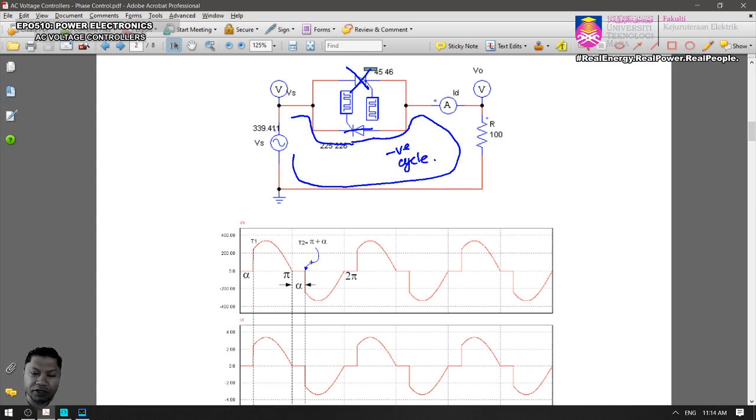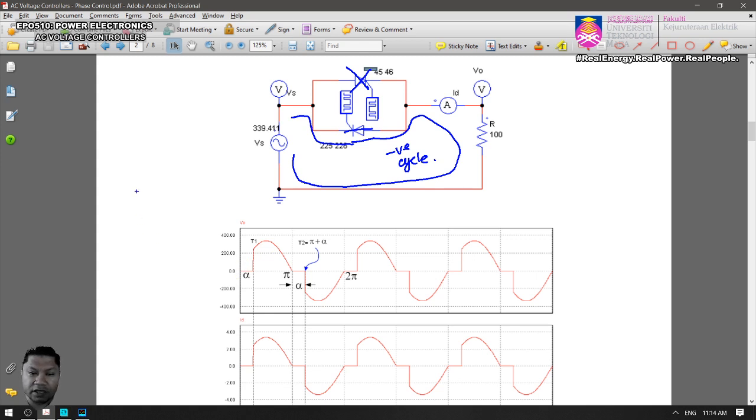Right? So therefore, if you look at this waveform, the output voltage is actually repeating. Okay? It is a periodical, repetitive waveform. Hence, of course, for a repetitive waveform, there will be harmonics, right? If you look, it's not sinusoidal.